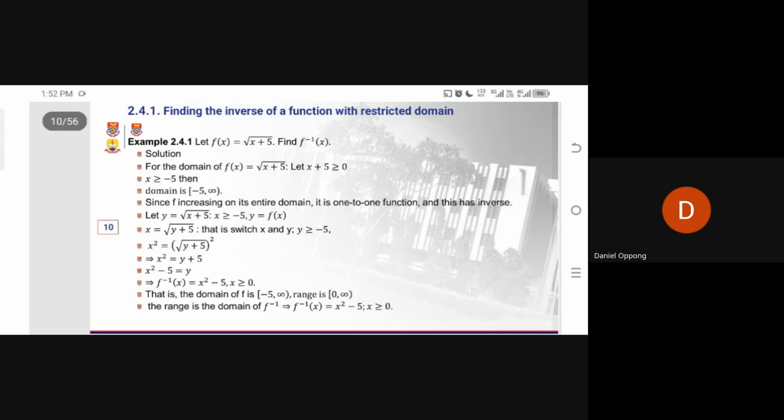What is the range? Is it all real numbers? Then y should be greater than 5. No, it's not going to be all real numbers. The domain is all real numbers, but y is greater than 5. Y should be greater than 5.